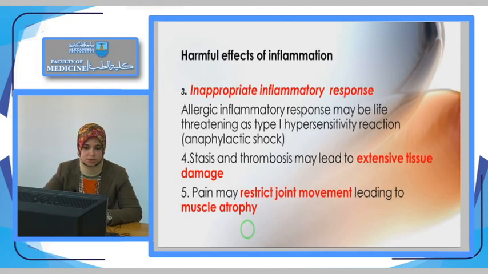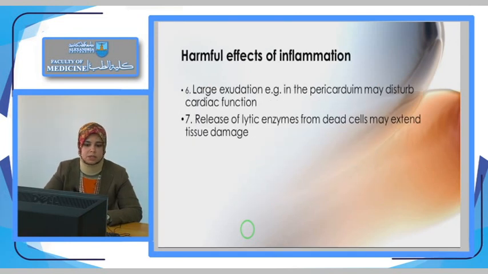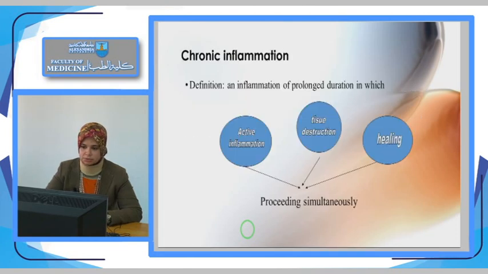Inappropriate inflammatory response, like allergic inflammatory response, may be life-threatening, like type 1 hypersensitivity reaction, or what's known as anaphylactic shock. It may lead to suffocation and death of the patient. Stasis and thrombosis may lead to extensive tissue damage. Finally, pain may restrict joint movement, leading to muscle atrophy. Large exudation in the pericardium may disturb cardiac function and interfere with the pumping action of the heart. Release of the lytic enzymes from dead cells may extend the tissue damage.